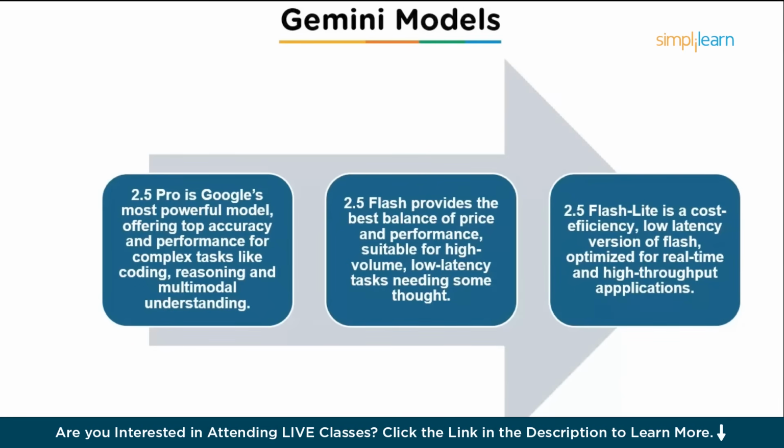Finally, there is Gemini 2.5 Flash Lite, which is the most lightweight and cost-efficient version. It's optimized for real-time use cases and high-throughput applications where fast response times are critical, but the tasks are relatively simple. Examples include real-time chat support or basic automation. Together, these models offer flexibility, allowing users to choose the right version based on their performance needs and budget.